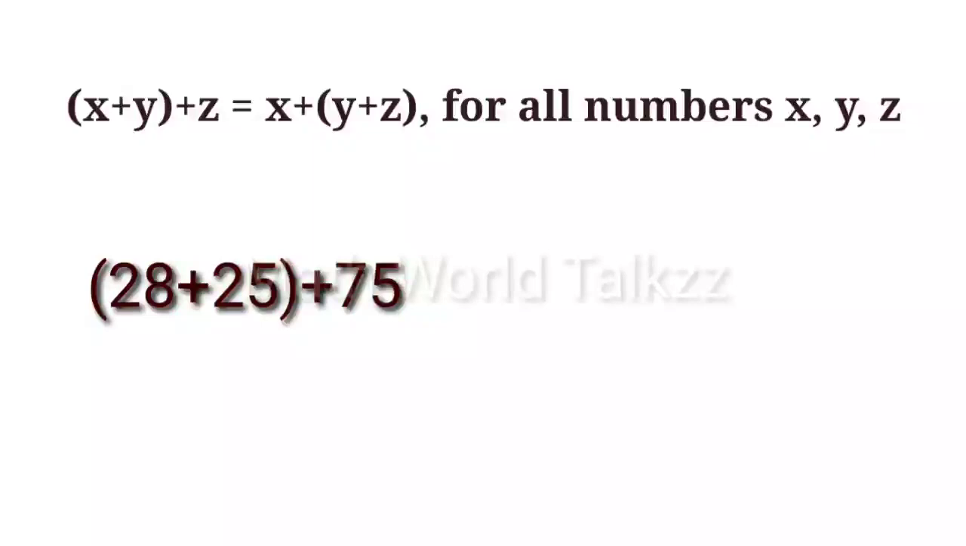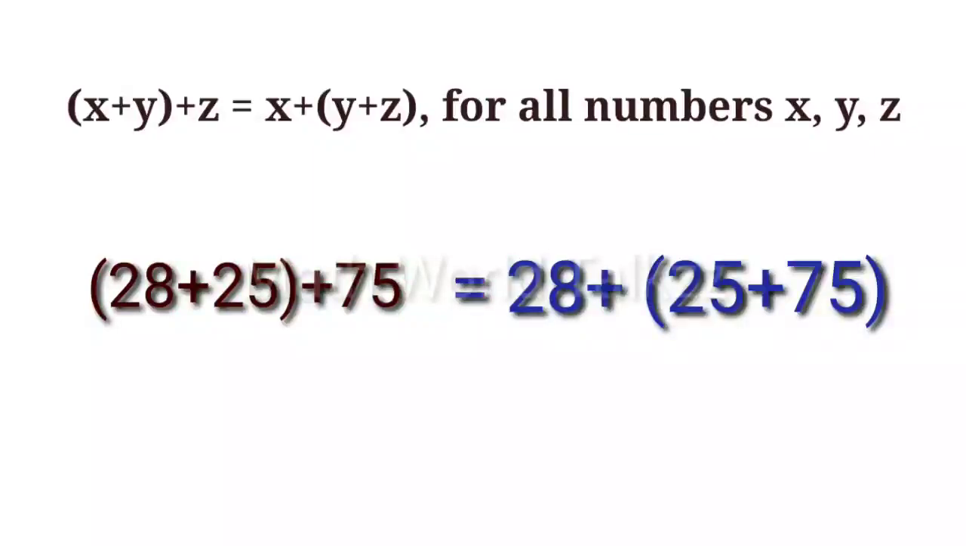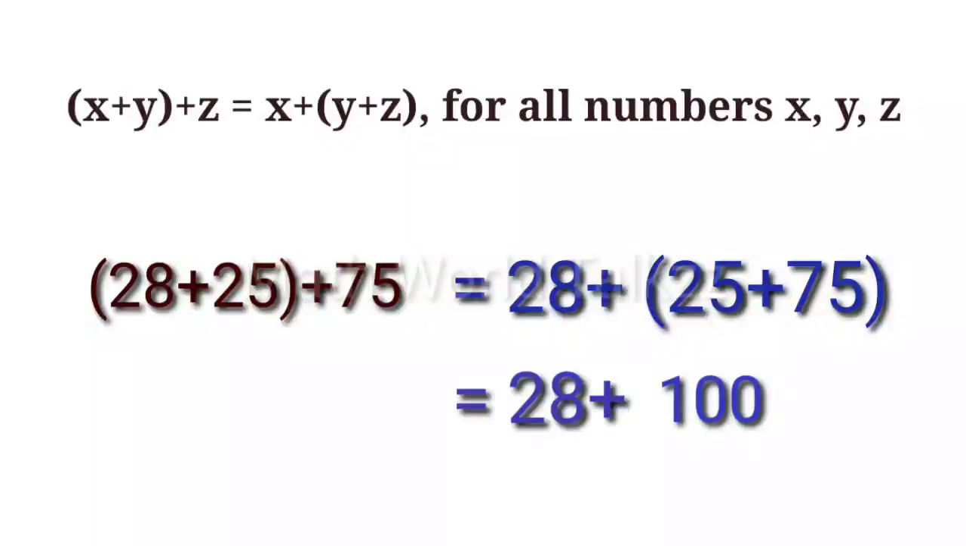So we can check which is easy to add. 25 plus 75 is easy to add. So we can change the bracket like 28 plus, inside the bracket, 25 plus 75. So all this we can do in our mind, is it? 25 plus 75 is 100, and if we add with 28, the answer is 128.